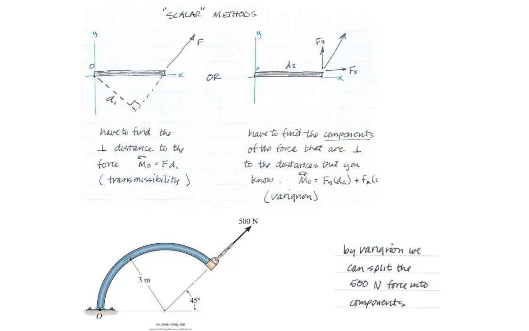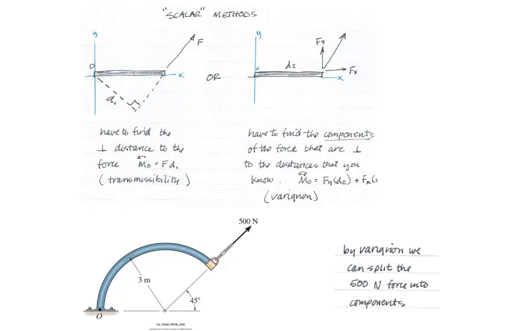In this video, I want to talk about scalar methods versus vector methods, and you may find one of these concepts easier to use given the particular situation. But there are two scalar methods which we've talked about briefly so far, and the first one is using the principle of transmissibility. For example, if we have a bar attached to a wall with a force applied at an angle like this, we can try to find the perpendicular distance to that force by drawing an extended line of action and try to find that distance that is perpendicular to the line of action of the force.